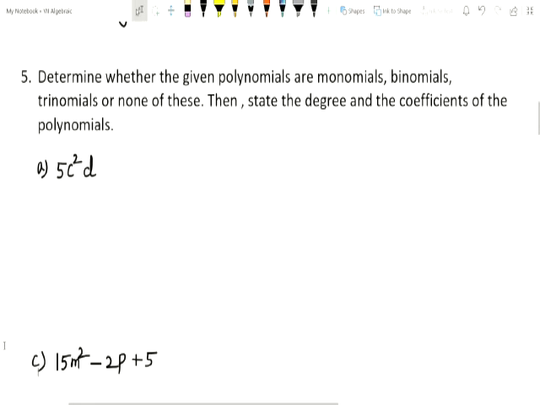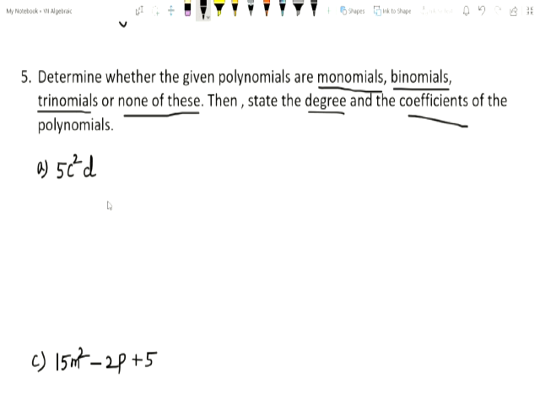Determine whether the given polynomials are monomials, binomials, trinomials or none of this. Then state the degree and the coefficients of the polynomials. Okay children. So you see here, first we need to identify which type of polynomials this is: monomials or binomials or trinomials or none of this. Then state the degree and coefficient of the polynomials.